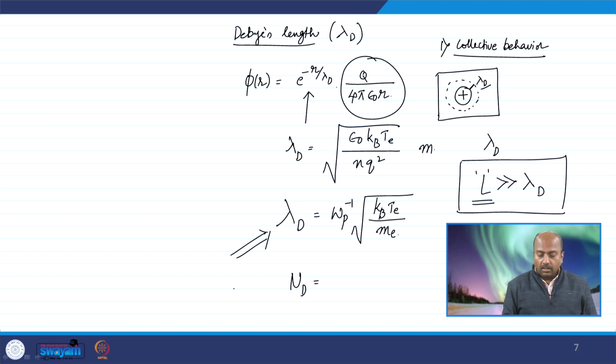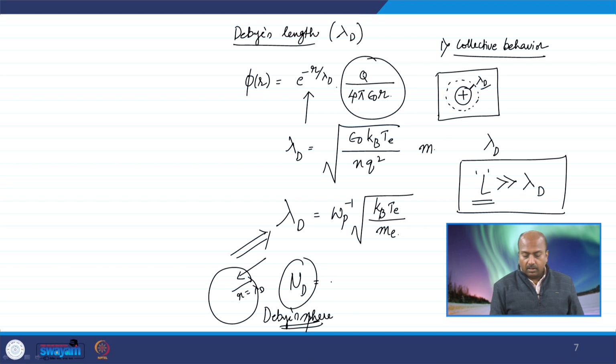if you imagine a sphere with a radius r equal to lambda D, with a radius r which is equal to lambda D, and the number of particles, plasma particles within this sphere is called the Debye sphere, and the number of particles within this sphere are called ND.